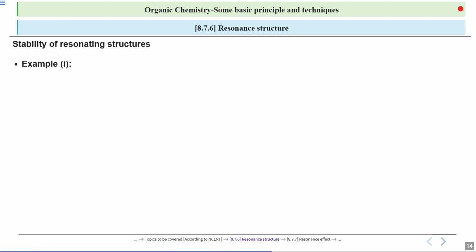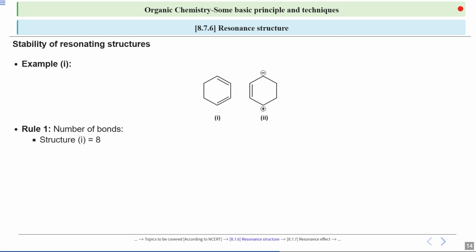Moving on to example number 1. Here we have 2 resonating structures, 1 and 2. Starting with rule number 1, we will obviously apply the first rule. We have to count the number of bonds. In the first structure, the number of bonds is 8, including sigma and pi bonds, whereas in the second structure, the number of bonds is 7. Therefore, from rule number 1 itself, it is clearly depictable that the stability of 1 is greater than 2.